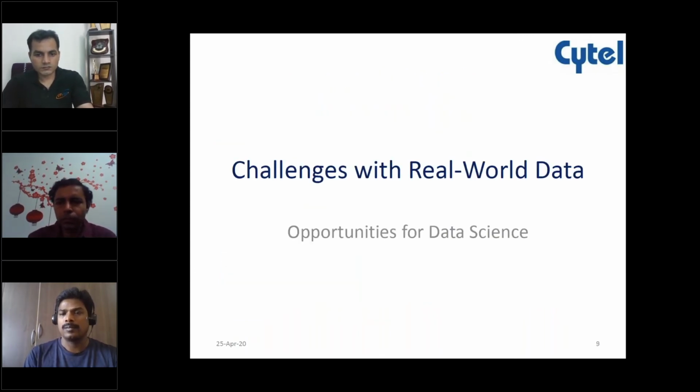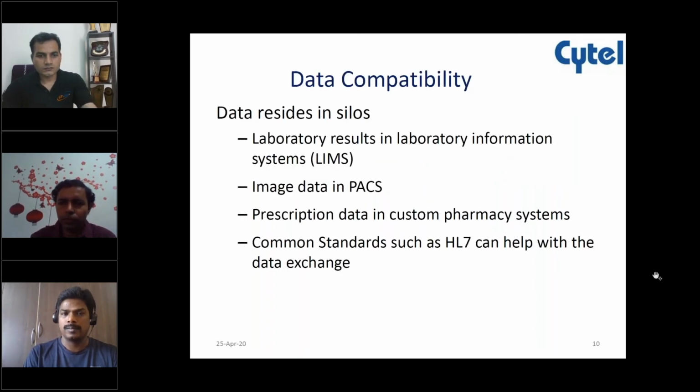Now, extracting real-world evidence from the data is also fraught with challenges. Of course, these are also opportunities for using data science. So let us look at some of these challenges. So one of these is data compatibility. I mentioned different sources of real-world data. Generating evidence from these requires that these sources of data are usefully integrated.